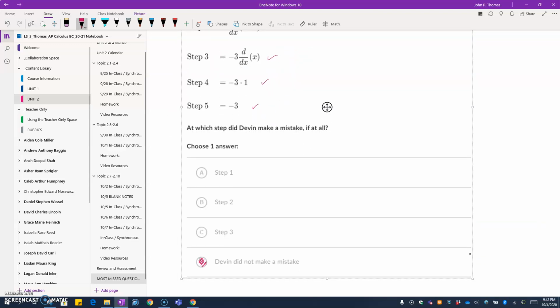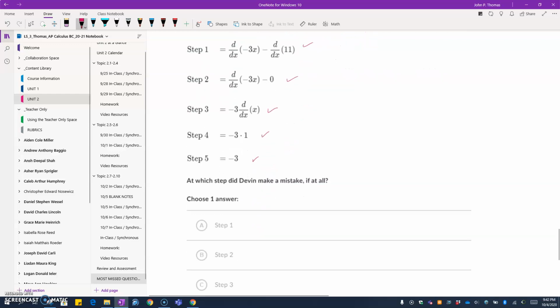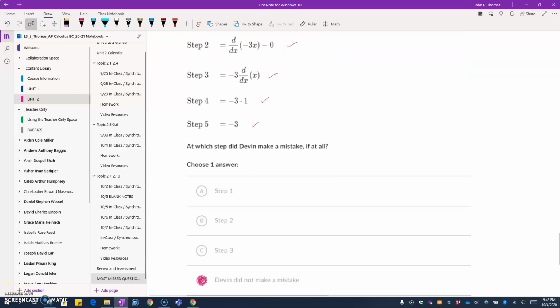Alright, so when we're looking at this, everything with this derivative is good, and it's a thumbs up on the work. So if you have any questions, don't hesitate to reach out. But that was most missed problem number 11.